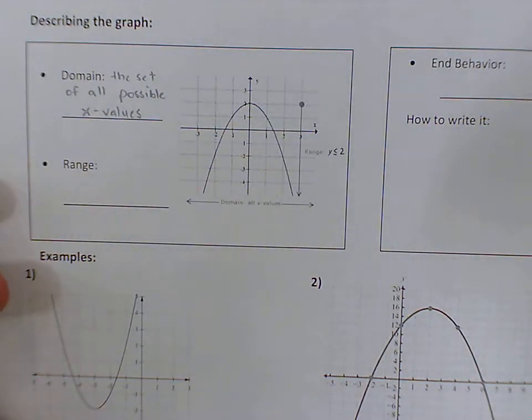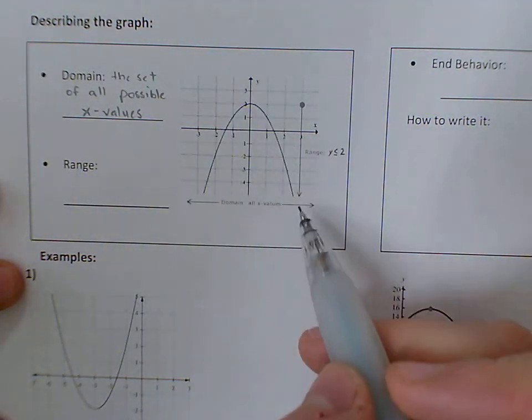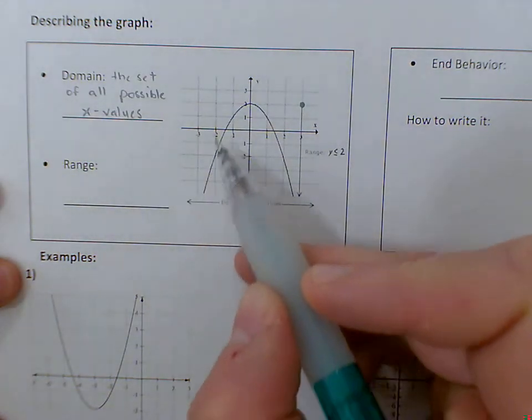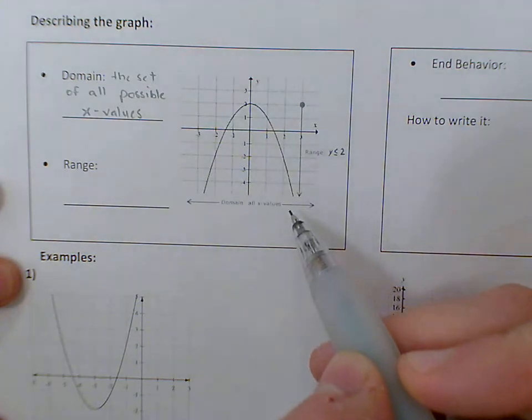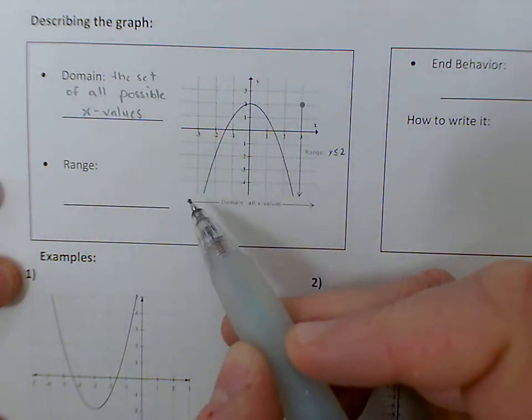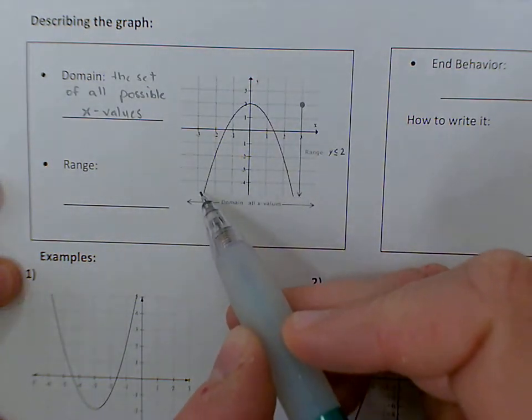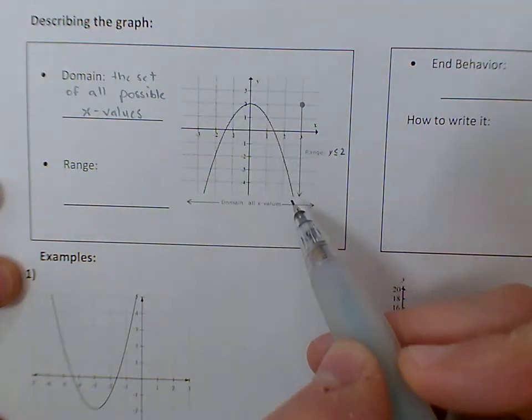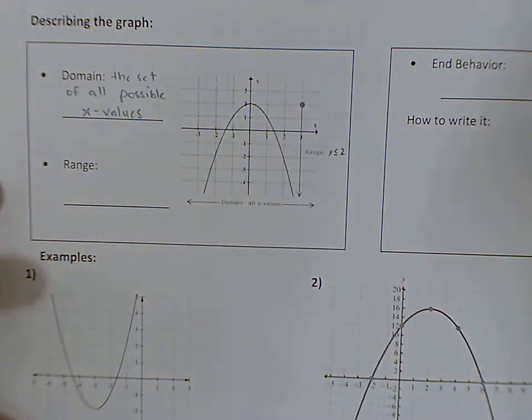When you've done this in other classes, you just look at the x values and list them. But when you're looking at a graph that's continuous, and the reason this graph is continuous is because there are no breaks in it, an easy way to tell is to trace the graph. If you don't have to lift your pencil to draw it, it's continuous. Whenever a graph is continuous, you have to write the domain and the range a little differently, and we're going to talk about how that works.